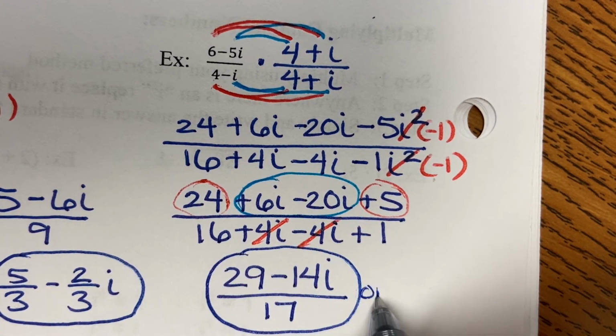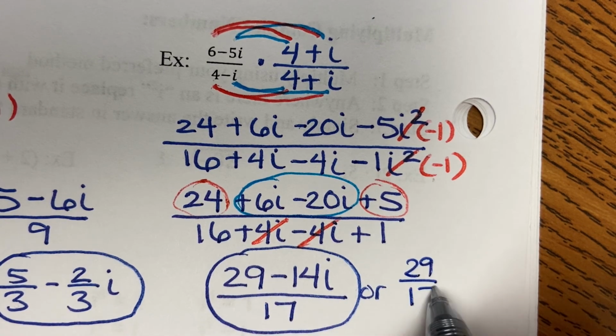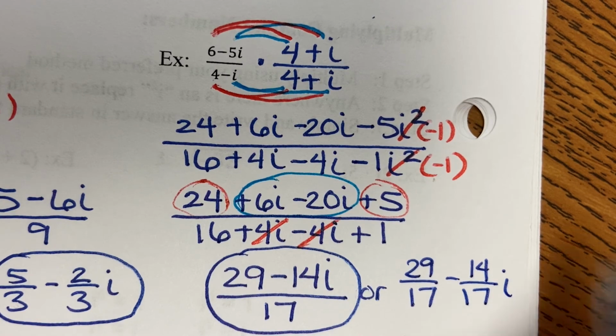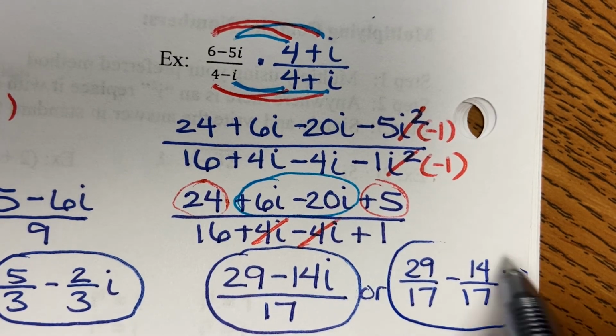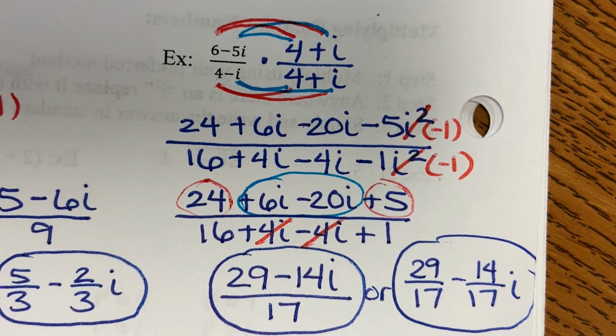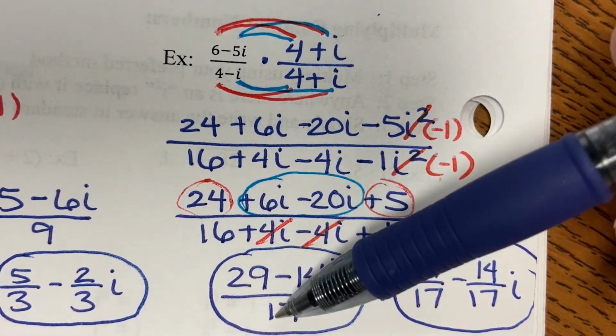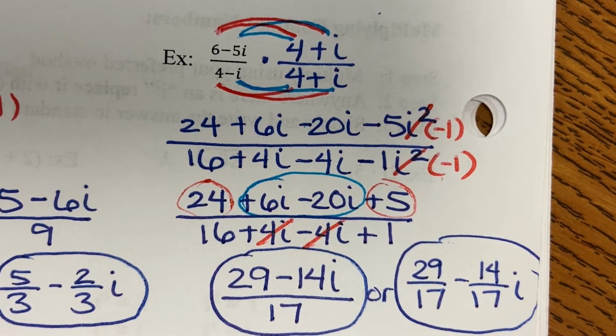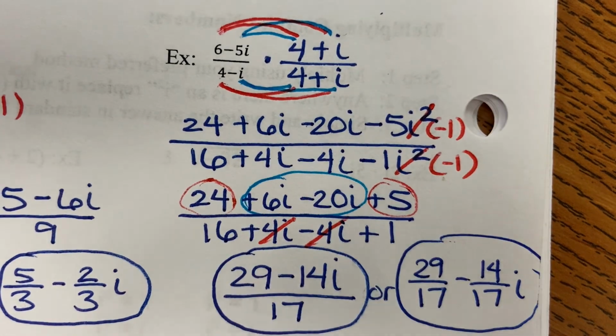You could also break that down, and it would be 29 over 17 minus 14 over 17i. All right, now the benefit of doing that, breaking it apart, is because sometimes it will reduce a little bit more. So sometimes part of it will reduce where the other part might not reduce. All right, and that is dividing complex numbers.